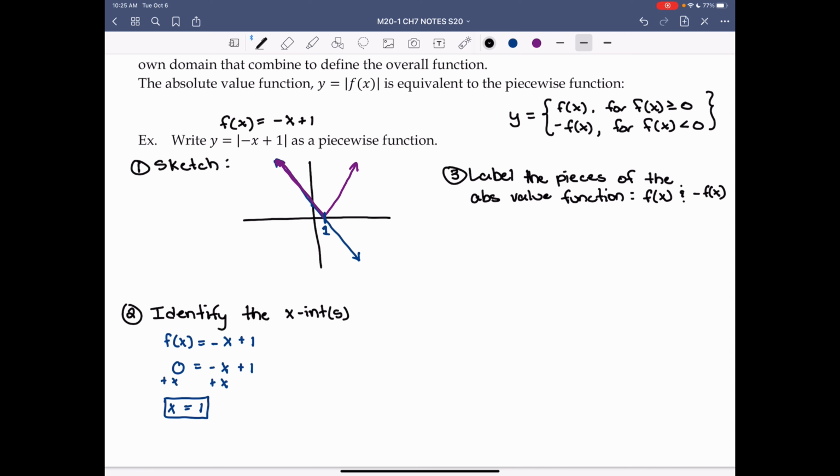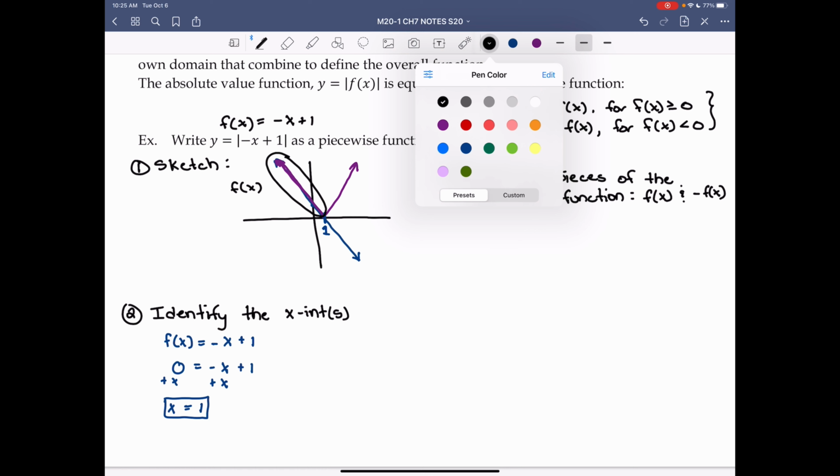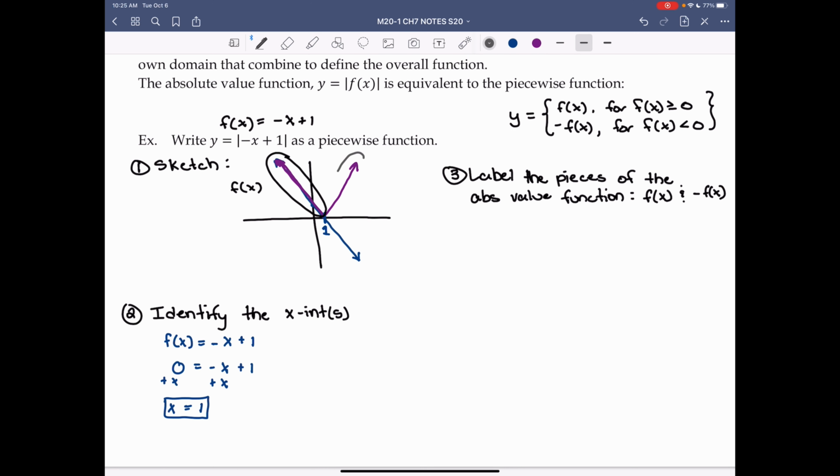So the portion that lies on top of the original is this here. That portion is f of x. It's the same as the original. The piece that is reflected across the x-axis is this piece. So that's the negative of f of x.